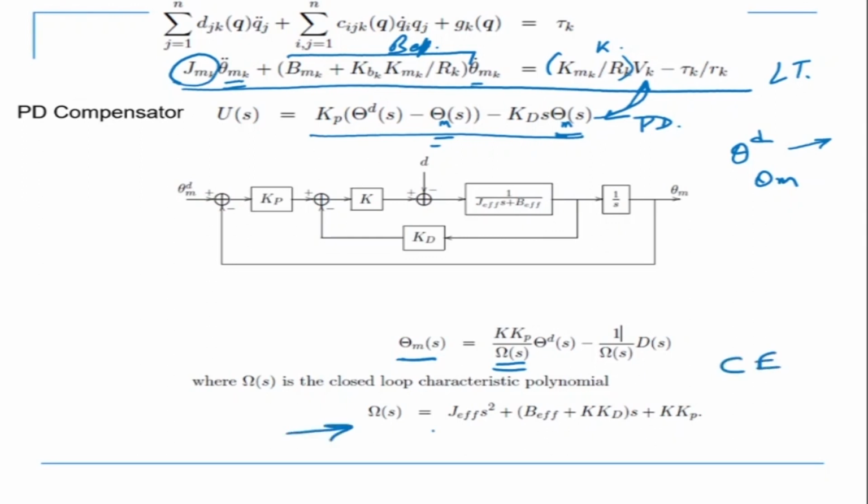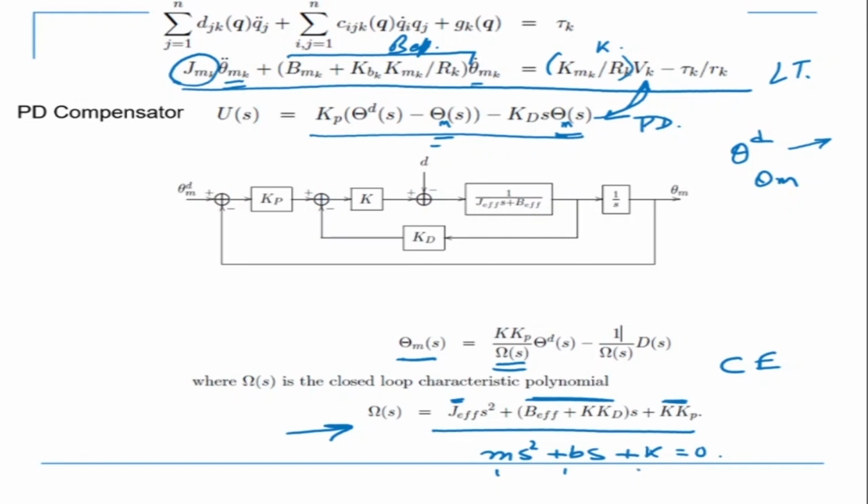Now this is basically of the form, if you remember, ms squared plus bs plus k equal to 0, and it's a second order system. So what we see is that J is positive, and these are gains, so they have to be positive. K and kp are also positive, they cannot be negative. So m, b and k are all positive.